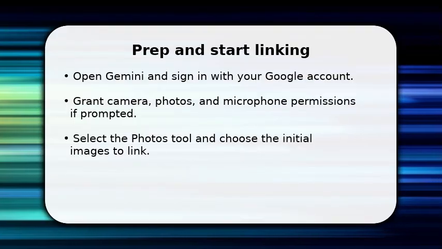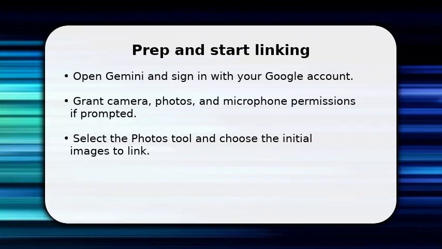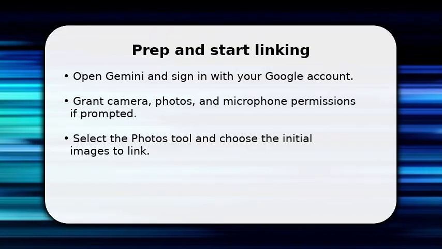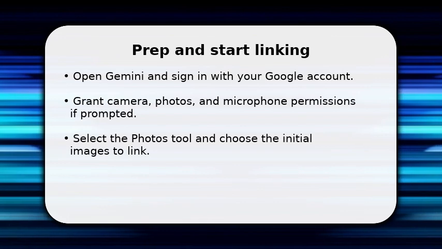You begin by opening Gemini and signing in. Once authenticated, grant the app access to your photos so it can read and analyze images. Tap the Photos tool and pick the first images you want to connect. Choose 2.5 to keep processing fast. Make sure to select representative shots that show common elements you'll link later. Once done, tap Next to move into the linking workflow where Gemini identifies faces, locations, and objects to propose connections.